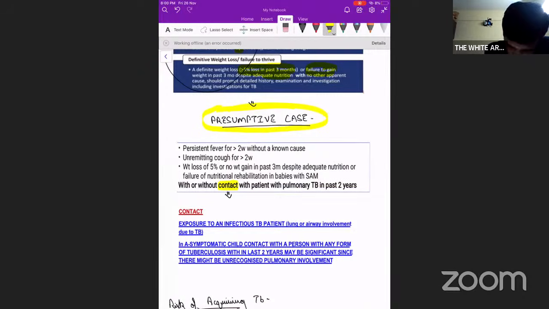Okay. So finally, what is a presumptive case? A presumptive case is a person or child with persistent fever for more than 2 weeks, unremitting cough for more than 2 weeks, and weight loss of 5% or no weight gain in the past 3 months with adequate nutrition, or failure to have nutritional rehabilitation in case of undernourished babies, with or without contact with a patient with pulmonary tuberculosis in the past 2 years.